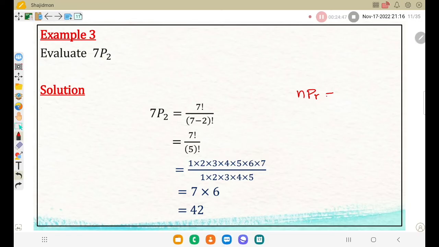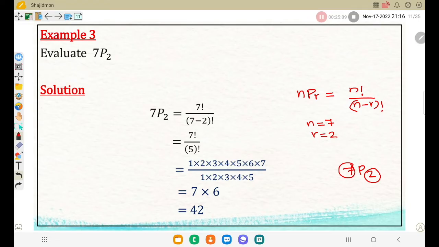nPr means, what is the rule? n factorial divided by (n minus r) factorial, correct? Now here, 7P2. So what will be the n value here? n equal to 7. Okay, P2, that means r value equal to 2, correct? Because in 7P2, this is the n value, this is the r value.